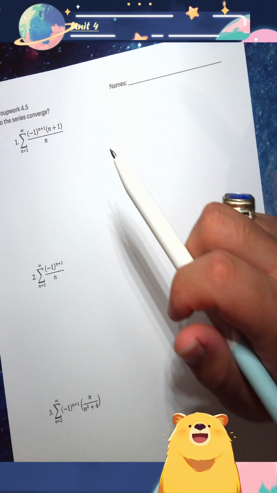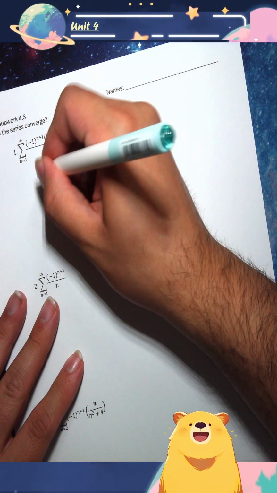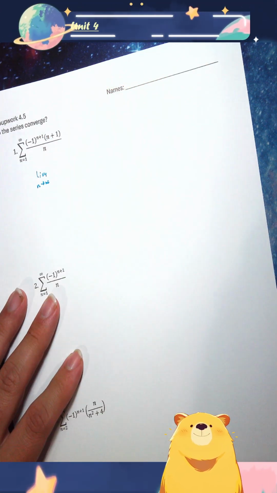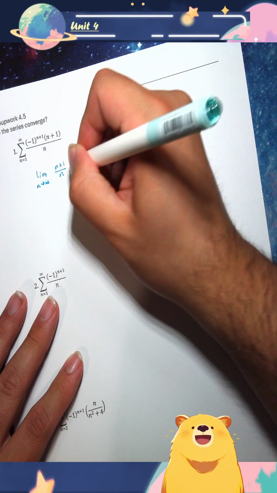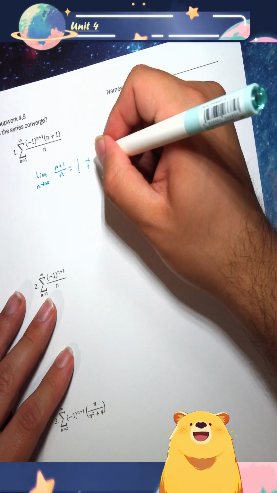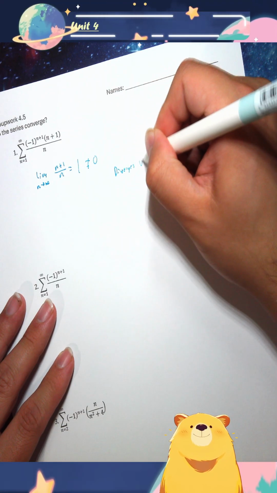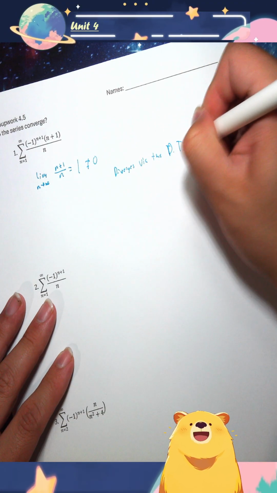Alright, so let's go. First, the alternating series. We take the non-alternating part and check whether the limit of the non-alternating part goes to 0. We have n plus 1 over n. That's going to 1 because it's a balanced expression, and that does not equal 0, so therefore it diverges via the divergence test.